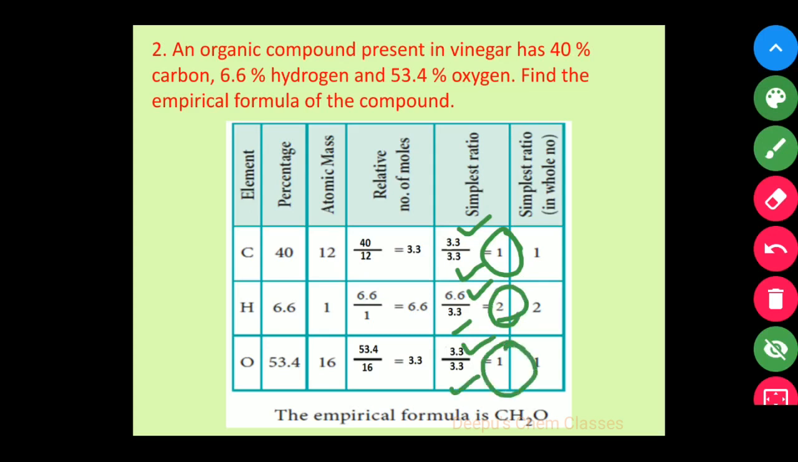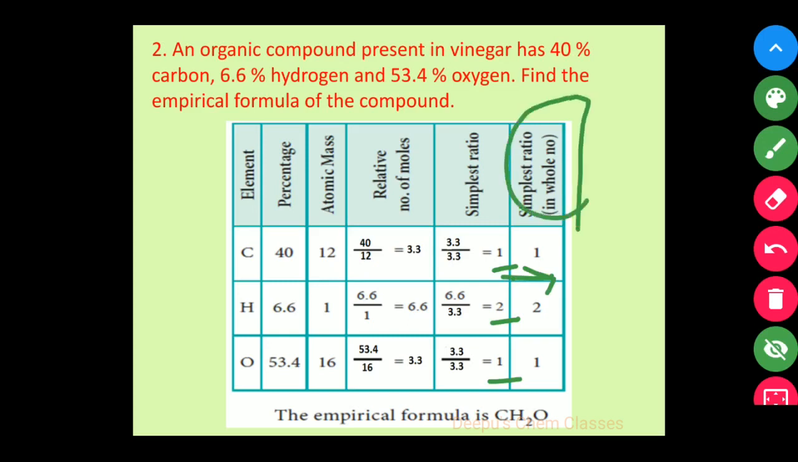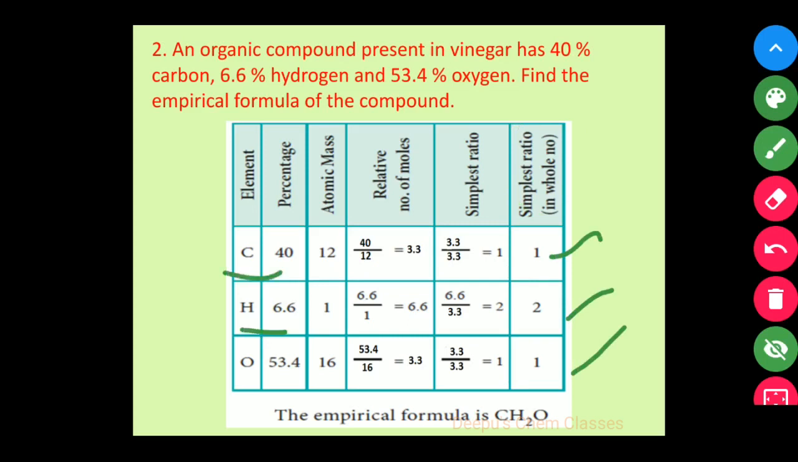So we are just getting the simplest ratio. Is the fourth step needed here? No, because we are getting the simplest ratio as a whole number. So we can take them directly as the whole number ratio also. So we are just getting 1, 2, 1. So carbon 1, hydrogen 2, oxygen 1. So the empirical formula is CH2O. Do you understand?